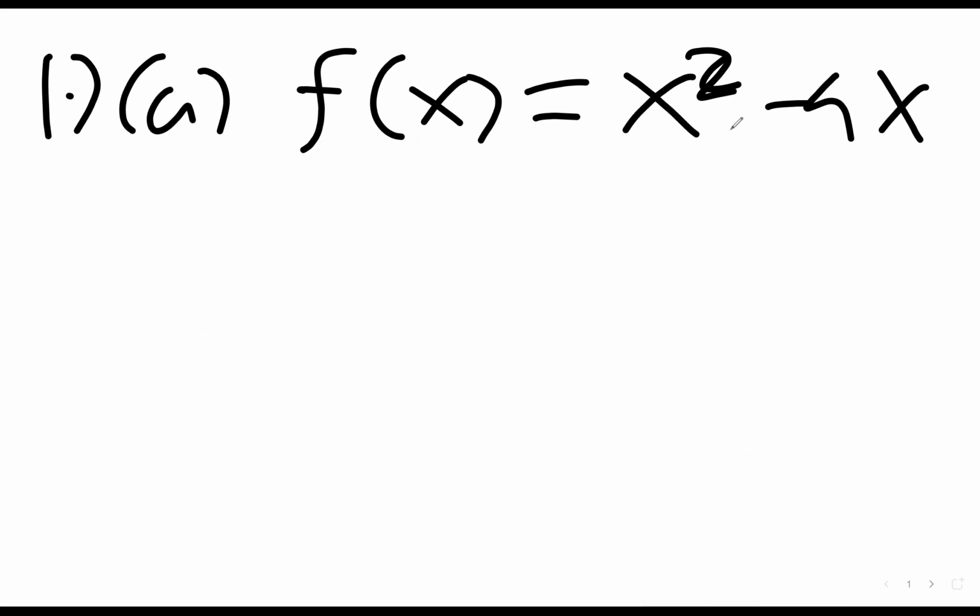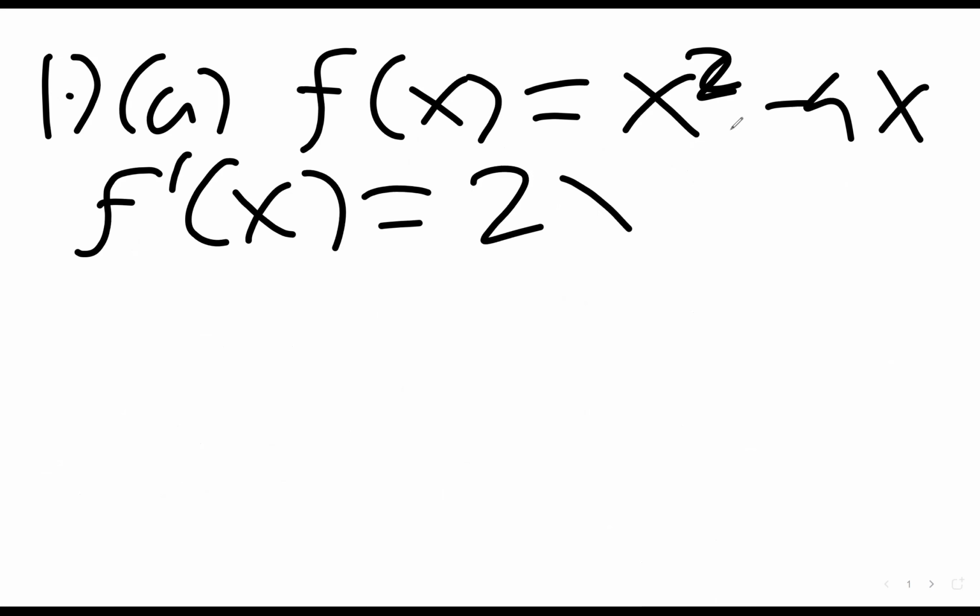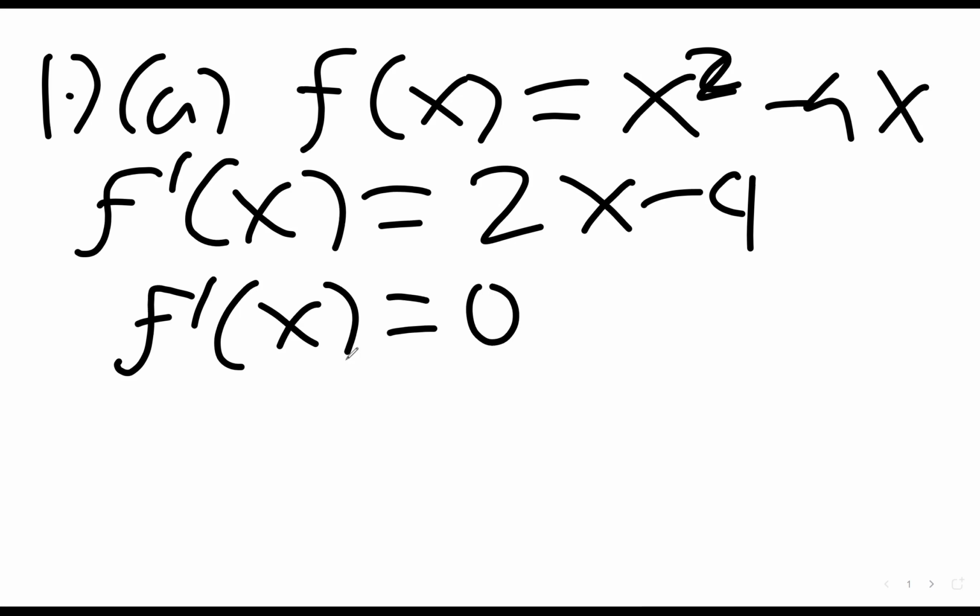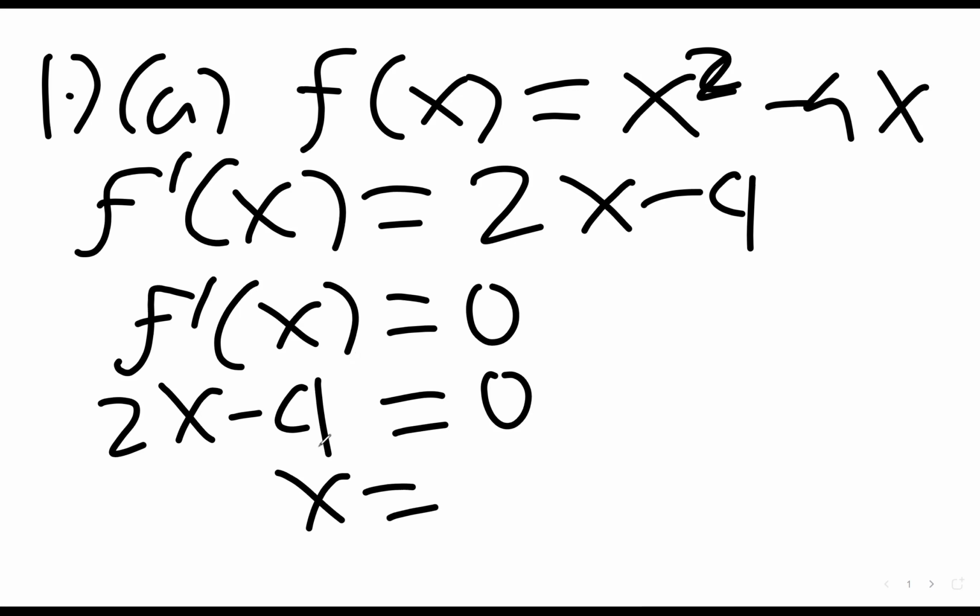To find the stationary point, we should find f prime of x first. F prime of x is 2x minus 4. Okay, so the stationary point is the solution to the equation f prime of x equals 0. So in this case, I have 2x minus 4 equals 0. So x equals 2 there. That's the stationary point.